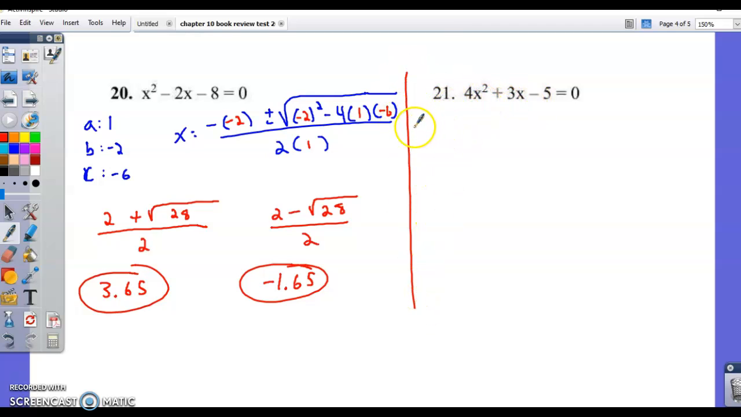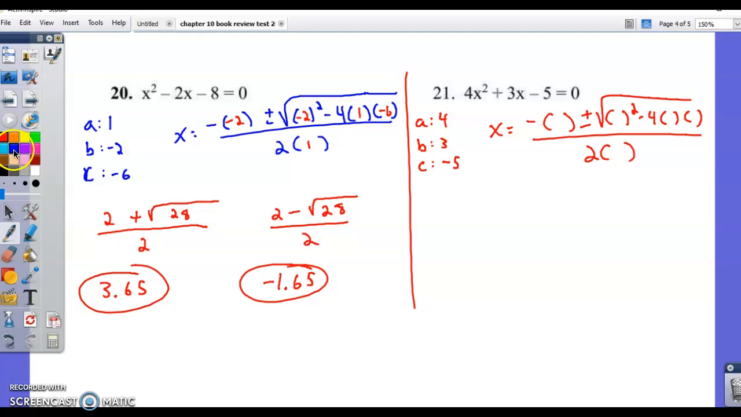Now we have a different number for A though, so I have A, B, and C. It's not just 1, it is 4. My B is 3, my C is -5. I can type in my quadratic formula: x equals -b plus or minus the square root of b squared minus 4ac divided by 2a. I'm going back to blue. So -b would be -3, 3 goes in here as my b, 4ac, so a is 4, c is -5, and my a is 4 here.